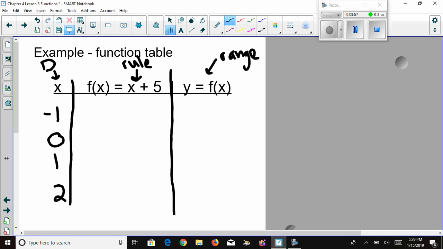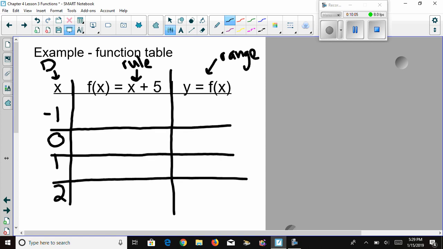What you need to now do is to go in and use the function to find out what the range is for those domains. So in the middle, I want to know, well, f of -1. So I'm going to say that instead of x plus 5, it's -1 plus 5, which at the end equals 4.